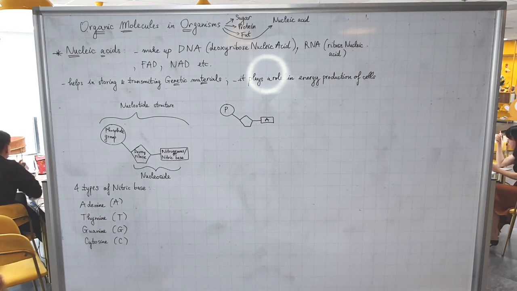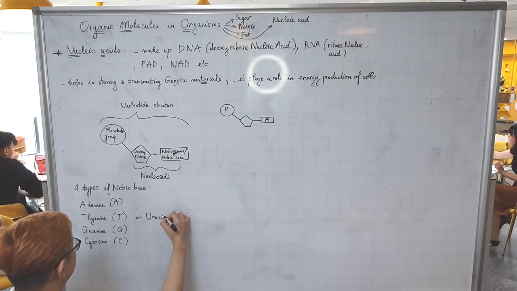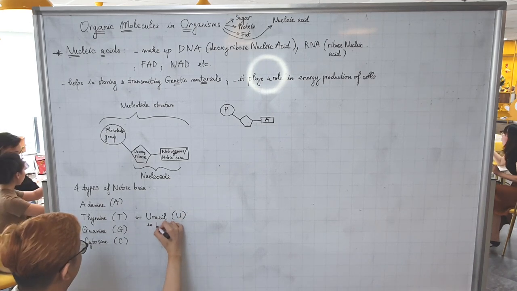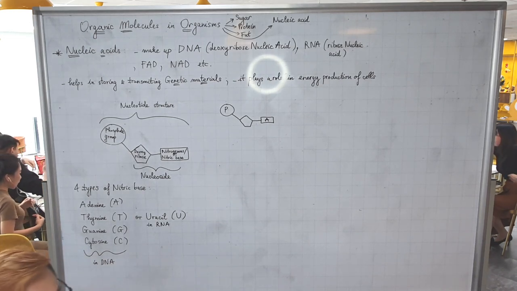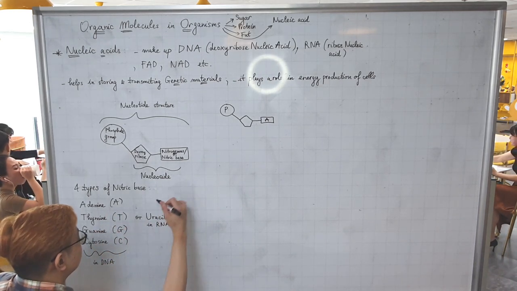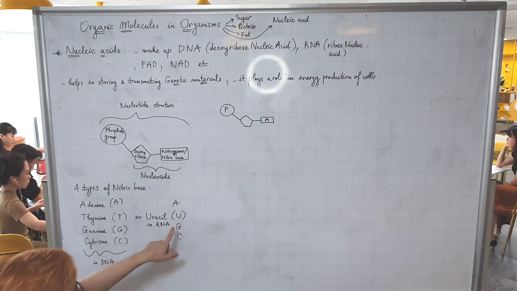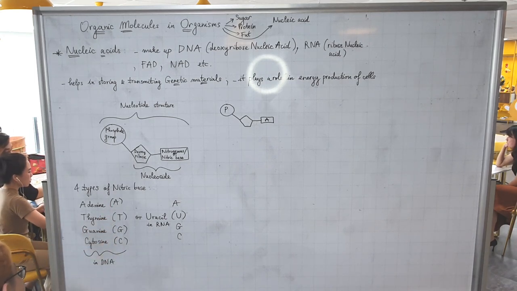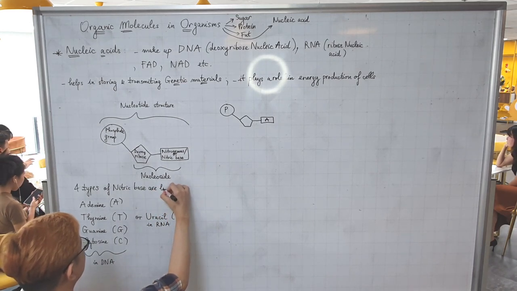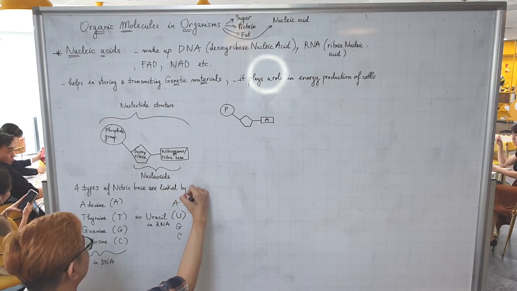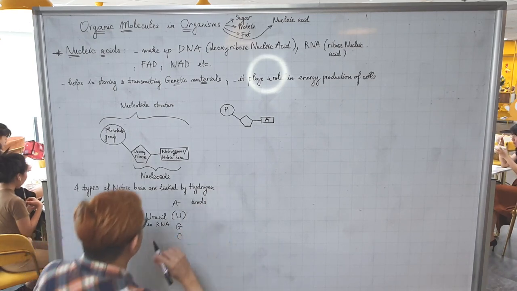But in RNA, instead of T, we have uracil. So these four you can find them in DNA. But in RNA you can only find AUGC, okay? RNA is AUGC, and DNA is ATGC, okay? Và chúng được liên kết với nhau bởi là hydrogen bonds. They are linked by hydrogen bonds, okay?